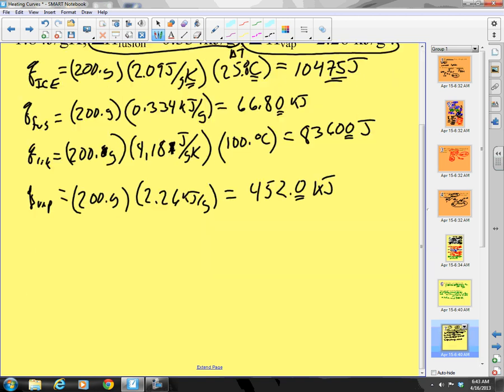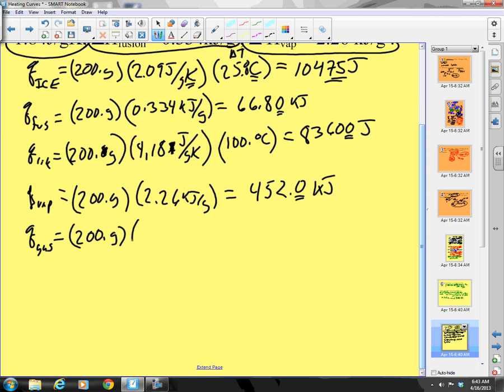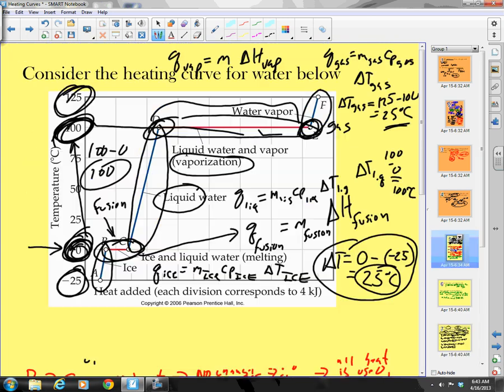And then finally, Q of my gas, which would be my mass gas, 200, times the C sub P gas. What's C sub P gas? C sub P gas for water is 1.84 joules per gram Kelvin. And what was my delta T gas? Delta T gas, this is getting uglier and uglier.